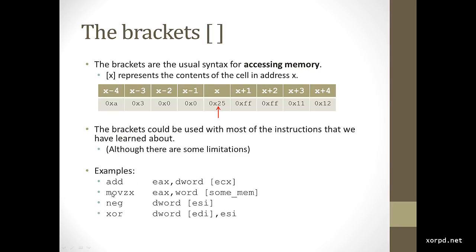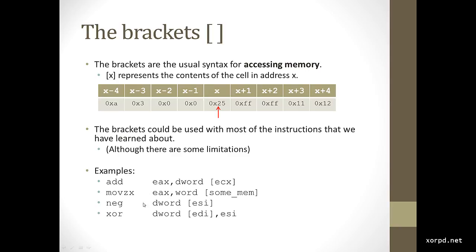Another example, movzx EAX, word [sum_mem]. Sum_mem could be, for example, a label inside your program, or maybe some numeric constant. So basically, this instruction just goes to address sum_mem, and then it copies 2 bytes beginning from this address. It then extends those 2 bytes with a zero extension, and copies them into EAX.